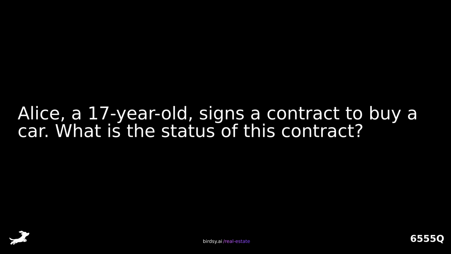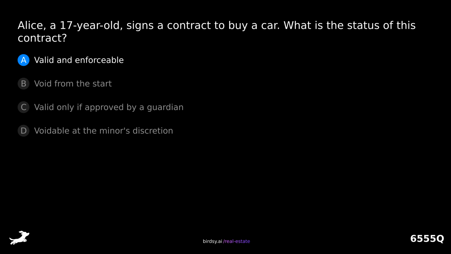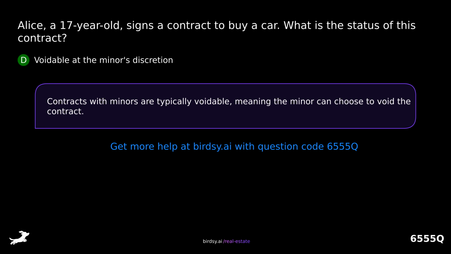Alice, a 17-year-old, signs a contract to buy a car. What is the status of this contract? Is it A, valid and enforceable, B, void from the start, C, valid only if approved by a guardian, or D, voidable at the minor's discretion? The answer is D, voidable at the minor's discretion. Contracts with minors are typically voidable, meaning the minor can choose to void the contract.